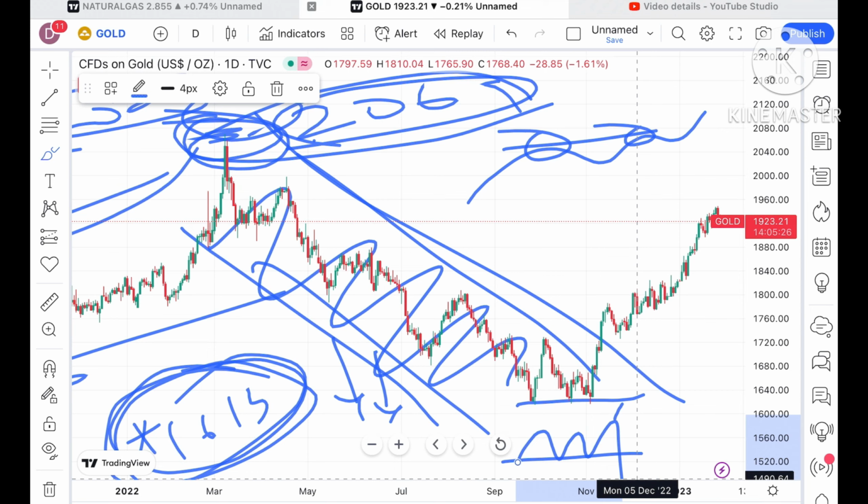So today in this video I will explain how the price of gold has moved in the last 2 days and how the price of gold can move in the next 2 days.